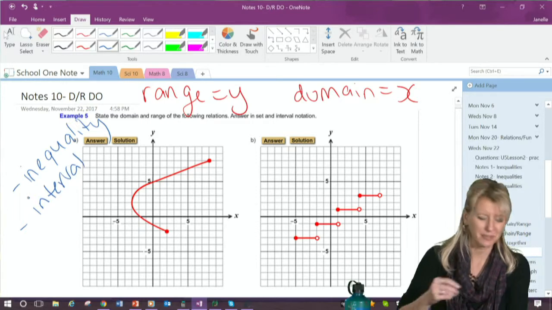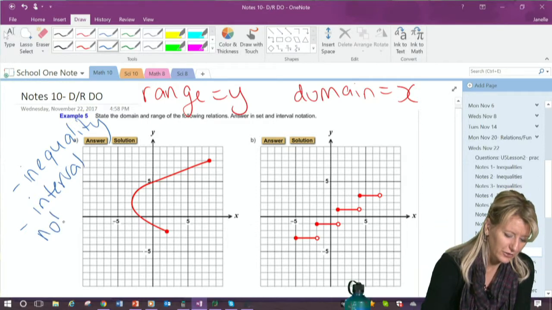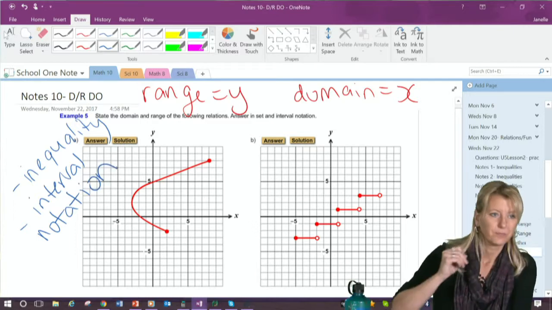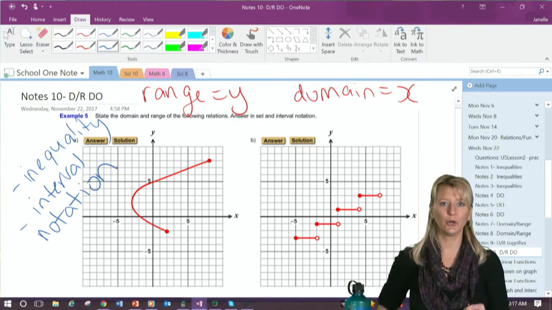I'm kind of saying that funny. I'm just realizing I say that word funny. Interval notation. I think I do anyways. Okay? 5 minutes, go.